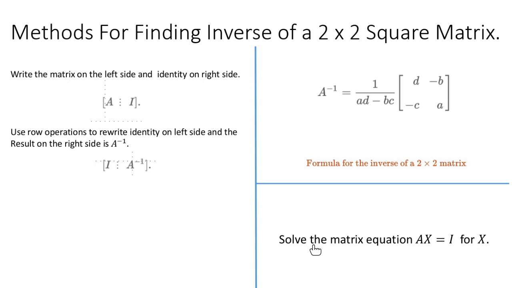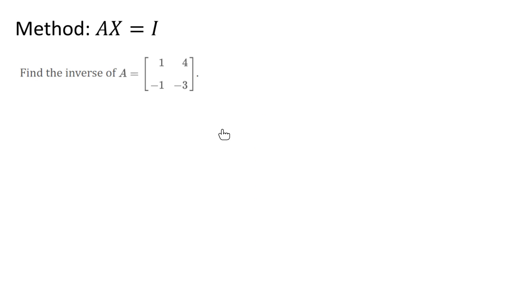Then another way is to solve the matrix equation A times X, and I'll tell you what X means in a little bit, is equal to the identity, okay? And so the goal here would be to solve for X. So as you see the different examples, then you can decide which method you prefer. And so let me go to the first method.